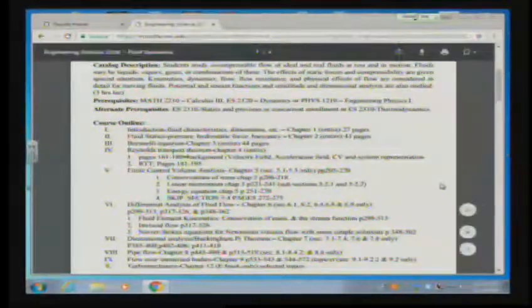So what are we doing in this course? We are going to study incompressible flow of ideal and real fluids at rest and in motion. Fluids are defined as being either liquids, vapors, gases, or a combination of these. The effects of static forces and compressibility are given special attention. We talk about kinematics, dynamics, flow resistance, and the physical effect of flow. And we also talk about potential and stream functions, similitude, and dimensional analysis. And if you don't know what all those things are, that's okay, because that's what we're doing here. So we're going to learn all of that stuff.